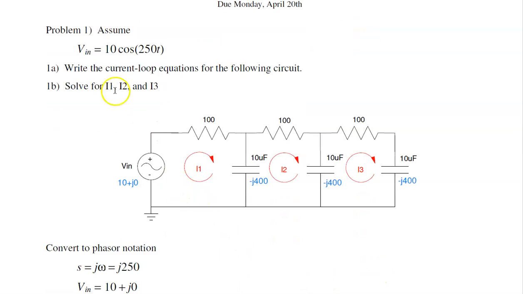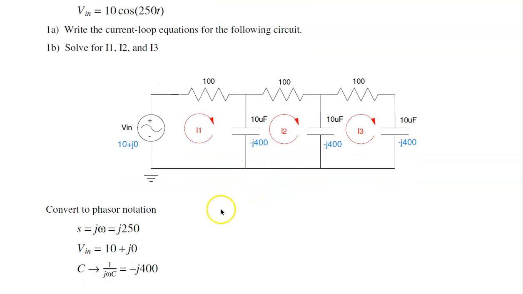The steps are: first, note that the input is 10 cosine 250t. In phasor form, that's 10 plus j0, 10 cosine, and 0 sine. The frequency is 250 radians per second, so for a capacitor, the impedance is 1 over j omega c. So the capacitors become minus j 400 ohms. Now write the loop equations just like we did before.